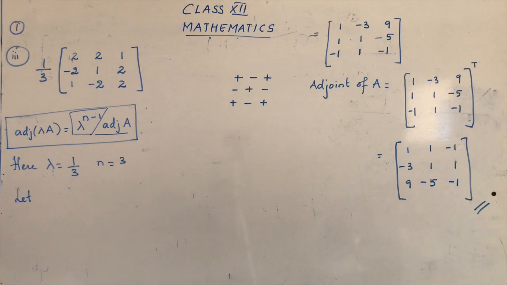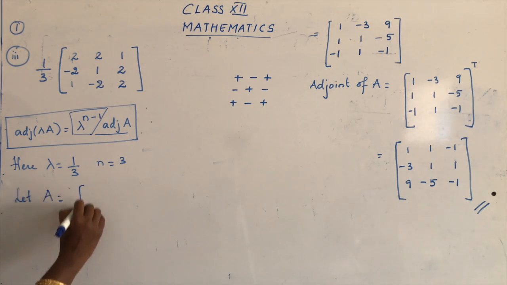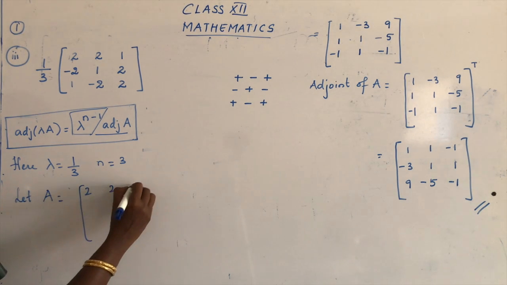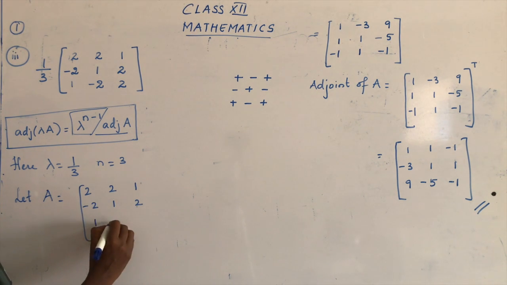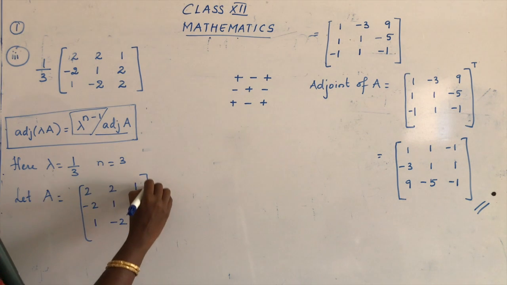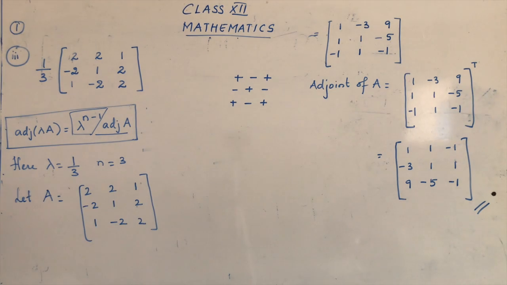So assume A as 2, 2, 1, minus 2, 1, 2, 1, minus 2, 2. So now it's our usual process. You know how to find the cofactors and you know how to find the transpose. Go with the work.